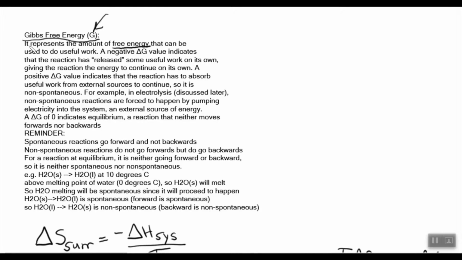So Gibbs free energy actually represents the amount of free energy. Free energy and Gibbs free energy mean the same thing in the context of chemistry. It represents the amount of free energy that can be used to do useful work. So useful work is work that is useful. Now in the context of chemistry, that means that it is work that can be used to move a reaction forward. And that sounds like spontaneity, and we will see how ΔG is very related to spontaneity very soon.